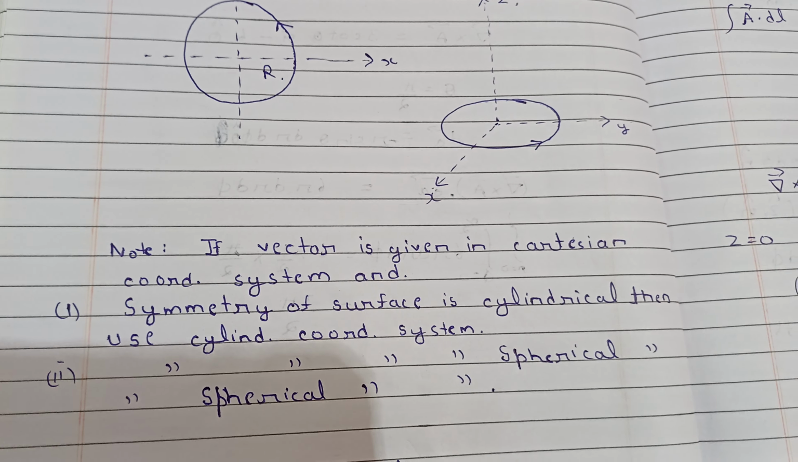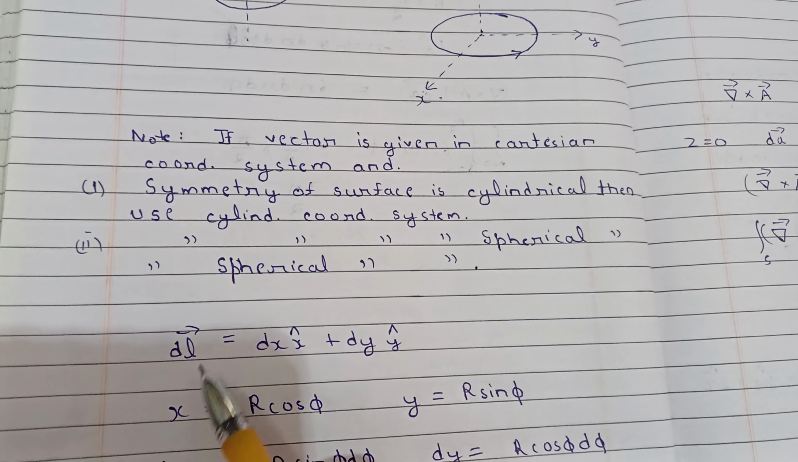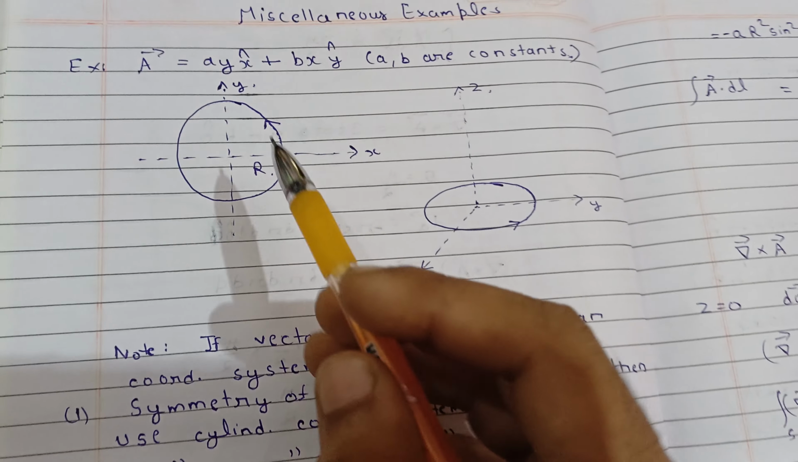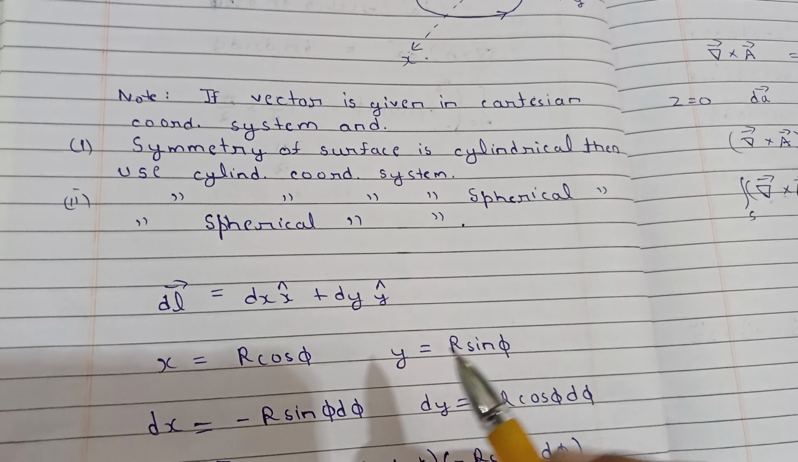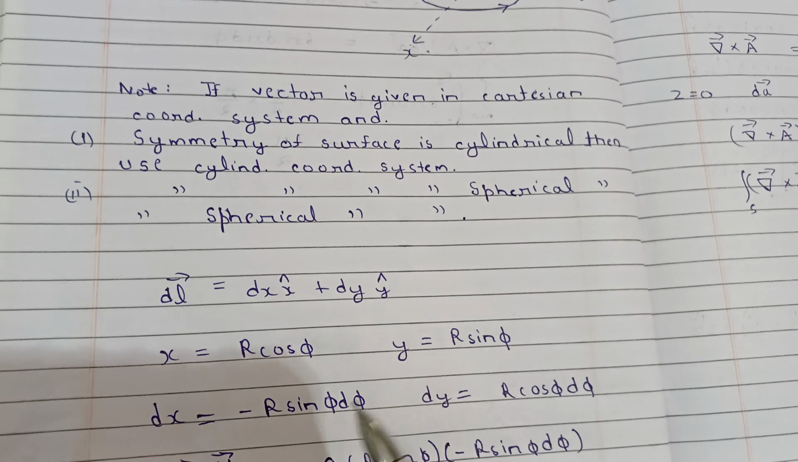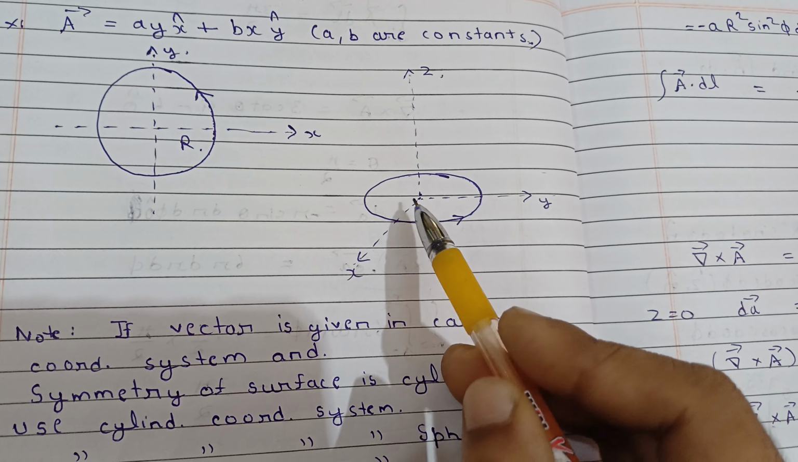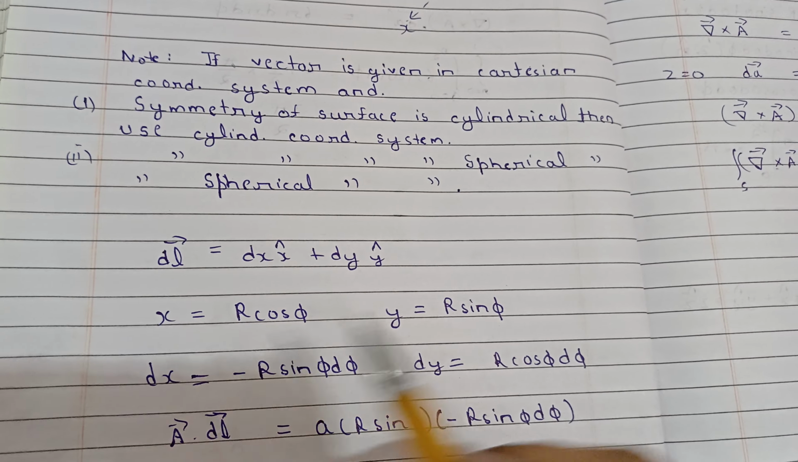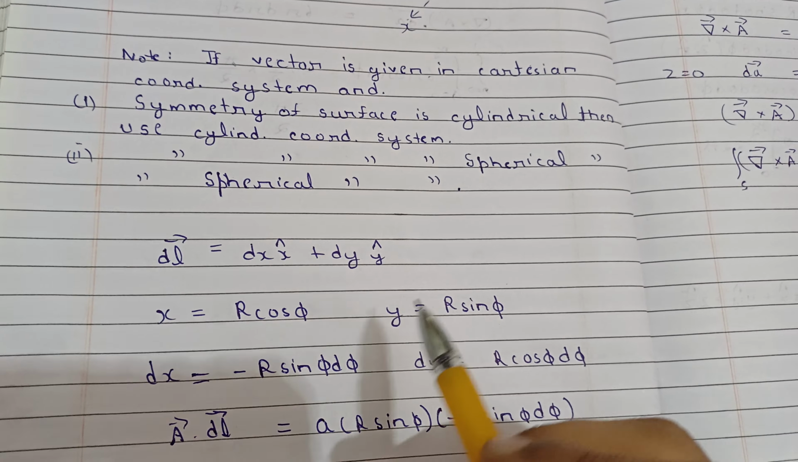So let's see how we can change and how we can verify Stokes theorem when this satisfies the cylindrical symmetry. So see, dl is dx x cap plus dy y cap for the xy plane in the Cartesian coordinates. Now x, we know, in the cylindrical coordinates is r cos phi and y is r sin phi. So if this is your r, it will be r cos phi for x and r sin phi will give you y. From here you can calculate dx and dy. So dx will be minus r sin phi d phi, and dy will be r cos phi d phi.